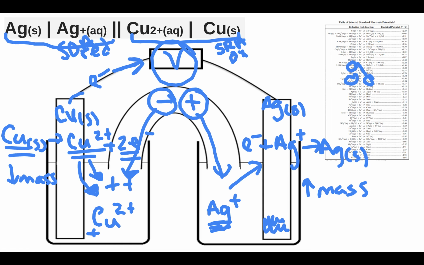Electrons always go from the anode to the cathode. The negative ions will always head towards the anode. The positive ions will always head towards the cathode. The concentration of the ion in solution at the anode will increase, where at the cathode it will decrease, and then the anode loses mass and the cathode gains mass.